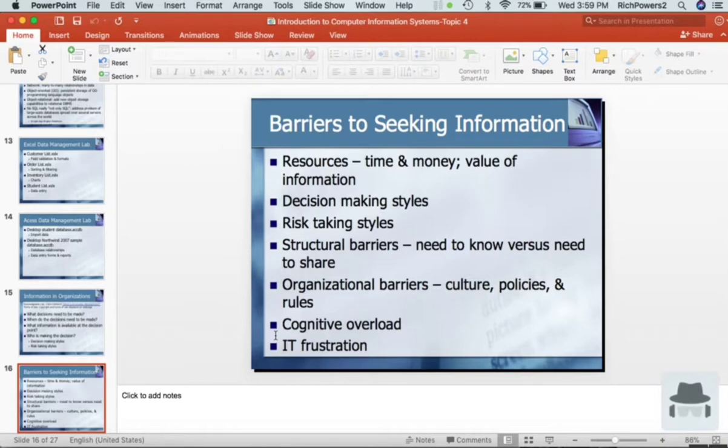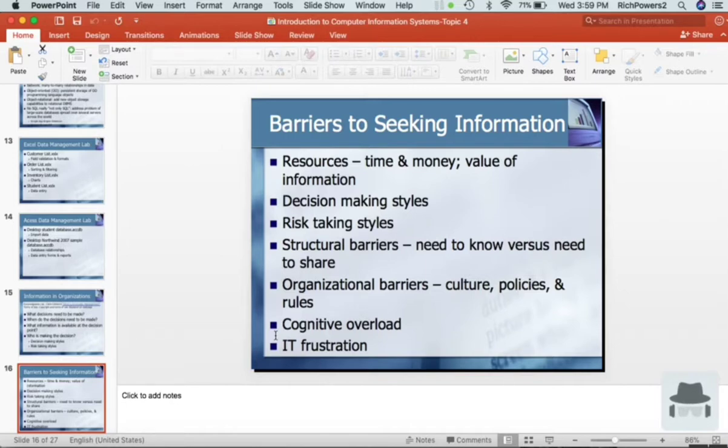Different organizations will have, as we said before, decision-making styles and risk-taking styles. There are other things in information gathering, like structural barriers: who needs to know data versus how much data needs to be shared. Not all information is equal. There are some things that you need to have everybody know, and some things you don't want everybody to know. The same goes for information you want shared versus not shared. Once again, it's very situation specific.